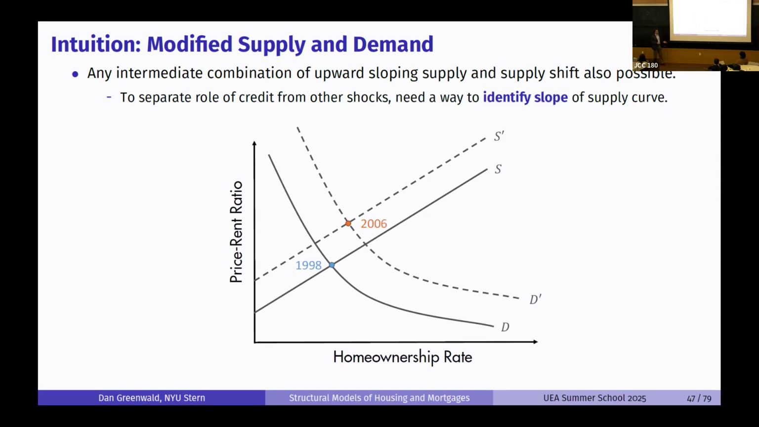You find some instruments that should shock demand but not supply. Then you see where you go, and you take the y variable and divide it, the change in y divided by the change in x. Here, the change in y is the change in the price-rent ratio, and the change in x is the change in home ownership. So that's what we're going to go out and try to measure in the data. We're going to take the same identified credit shock, the same demand instrument, measure the change in price-rent ratio, the change in home ownership, and then divide the two.